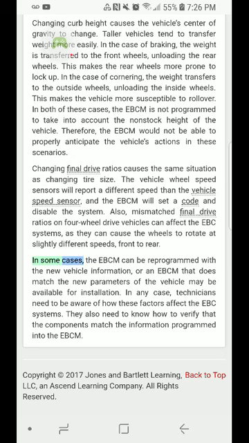In some cases, the EBCM can be reprogrammed with the new vehicle information, or an EBCM that does match the new parameters of the vehicle may be available for installation. In any case, technicians need to be aware of how these factors affect the EBC systems. They also need to know how to verify that the components match the information programmed into the EBCM.